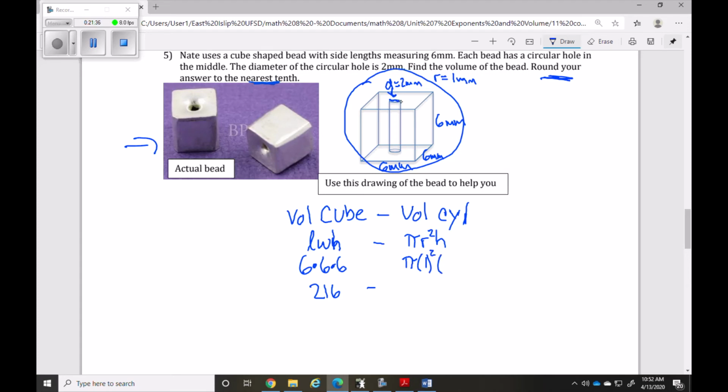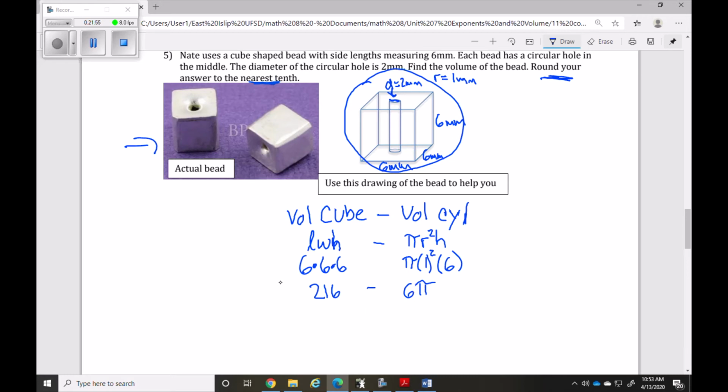And we're subtracting pi times the radius we said was 1, because it's half the diameter, squared, times the height. Now do you see that the cylinder goes from the top of the cube to the bottom of the cube? Therefore the height is the same as the cube. It's 6. 1 times 1 times 6 is just 6. So an exact answer for this cylinder is 6 pi.